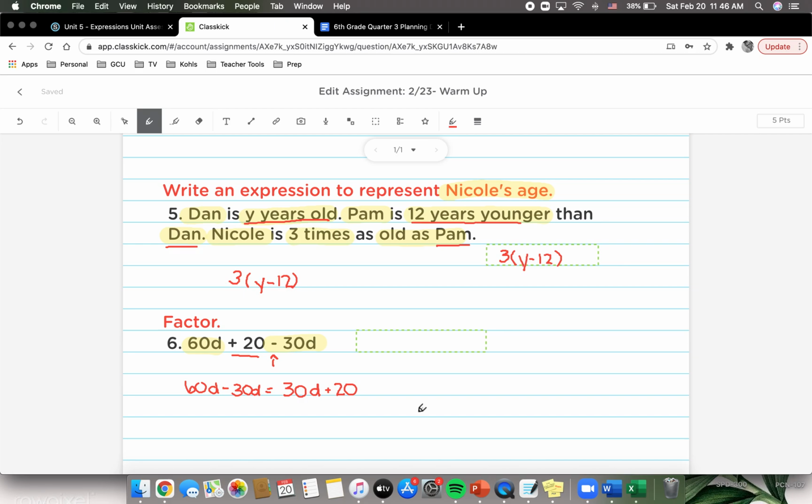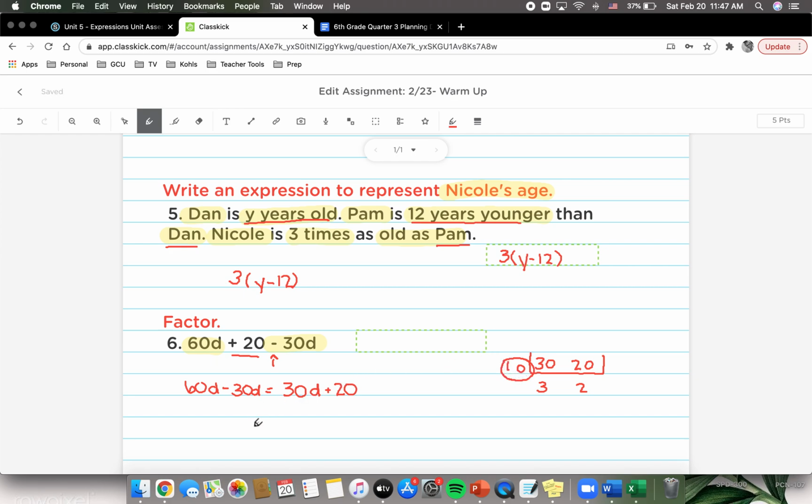We need to find the greatest common factor for 30D and 20. So we will use the ladder method. I'm going to create a box right over here and put 30 in it and 20. Two numbers that I know go into 30 and 20 is 10. 30 divided by 10 is 3, and 20 divided by 10 is 2. So our greatest common factor is going to be 10.